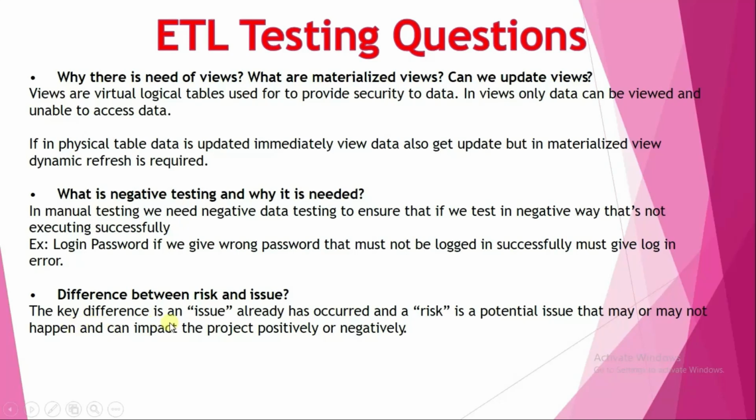So, what is the difference between risk and issue? The key difference is that an issue has already occurred, and a risk is a potential issue that may or may not happen and can impact the project positively or negatively. So this is the difference between risk and issue.